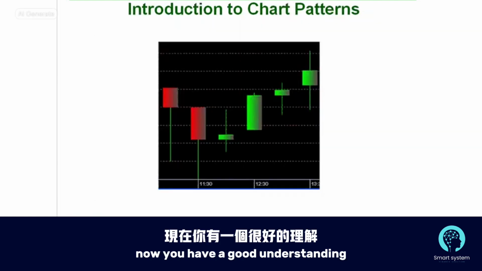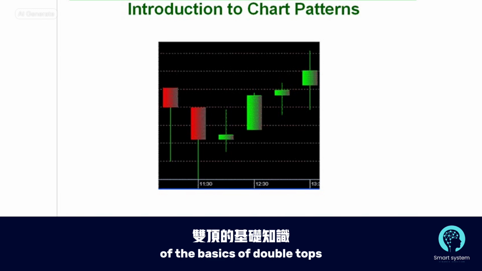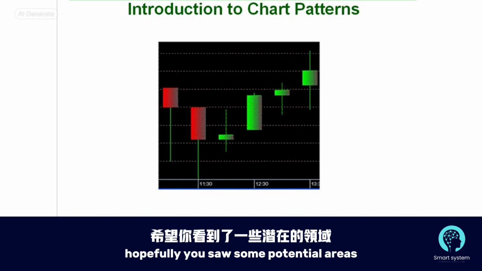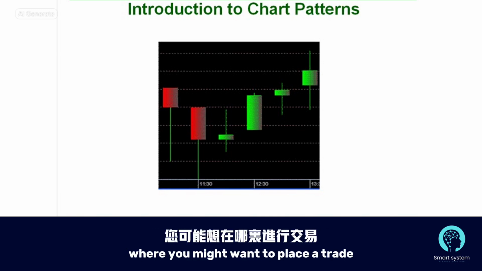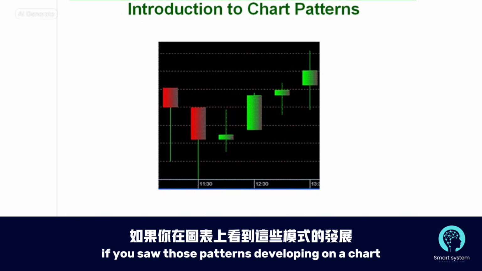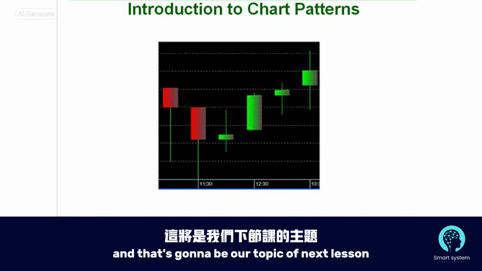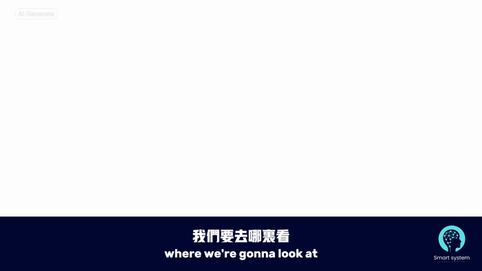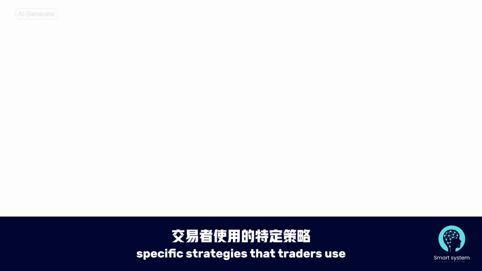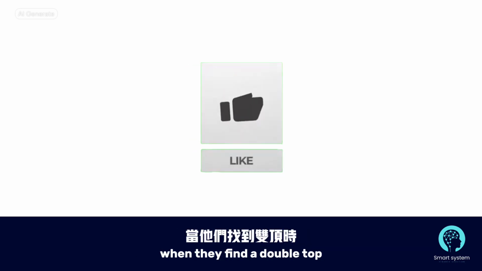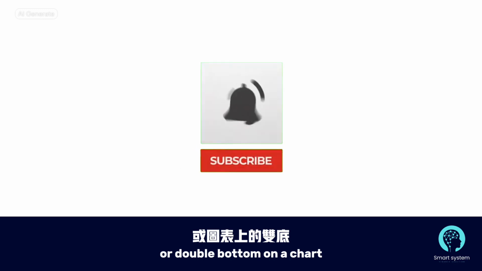Now you have a good understanding of the basics of double tops and double bottoms. Hopefully you saw some potential areas where you might want to place a trade if you saw those patterns developing on a chart, and that's going to be our topic of next lesson, where we're going to look at specific strategies that traders use to pick entry and exit points when they find a double top or double bottom on a chart.